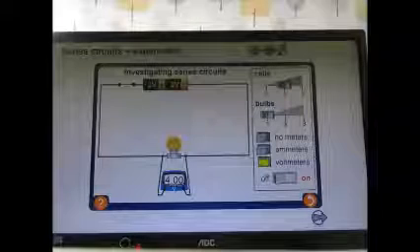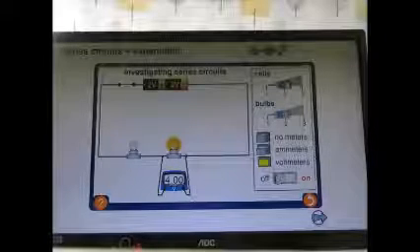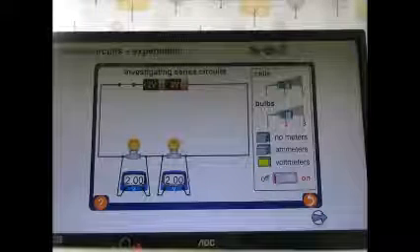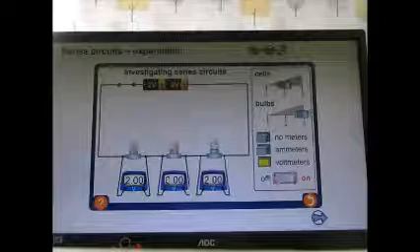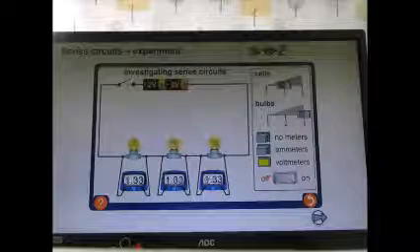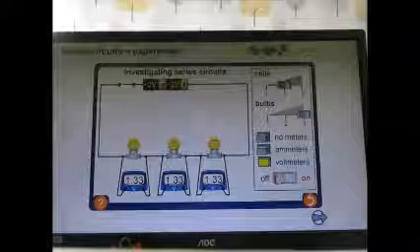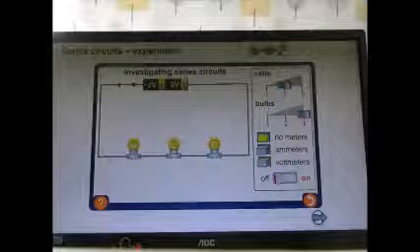If I increase the number of bulbs to 2, then it's having to share that energy between them. If I increase it to 3, it's having to share it even more, in which case they're even dimmer, because they're sharing that energy between them. So I'm just going to switch my voltmeters off.